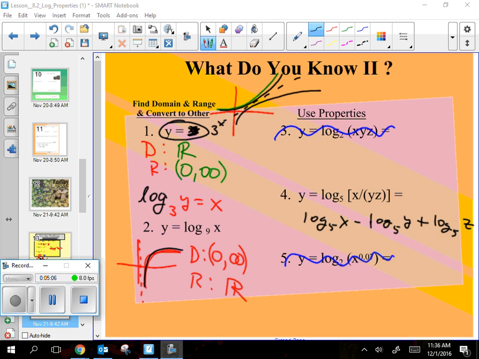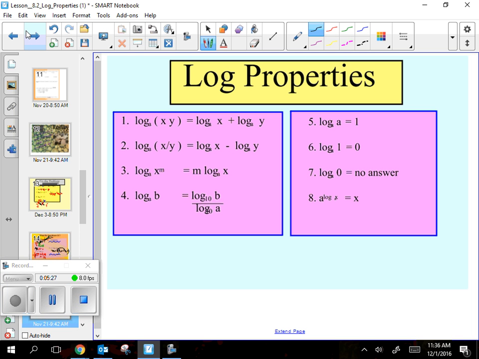This is minus log base 5. Oh, you mean this one? So you either need a parenthesis around this whole thing, or you need to distribute that negative. A lot of people forget that. This negative needs to go on both of them. Okay. All right. That's all I got for you on that.